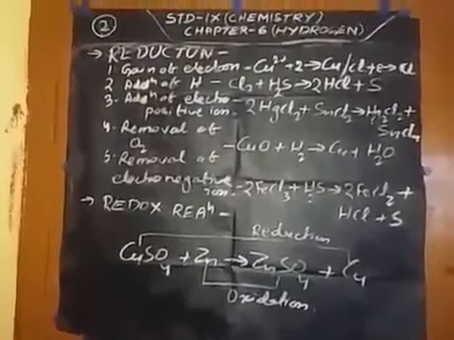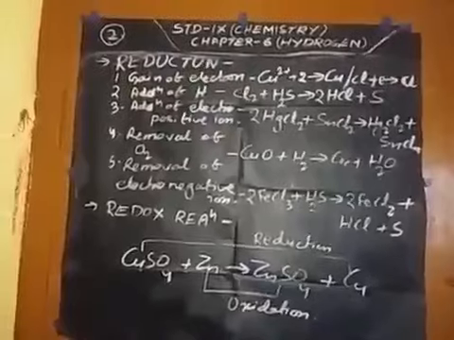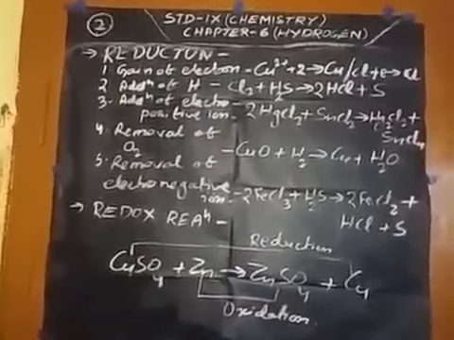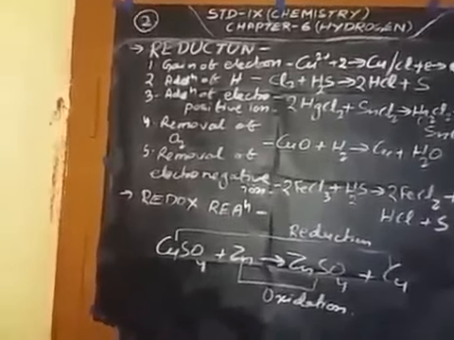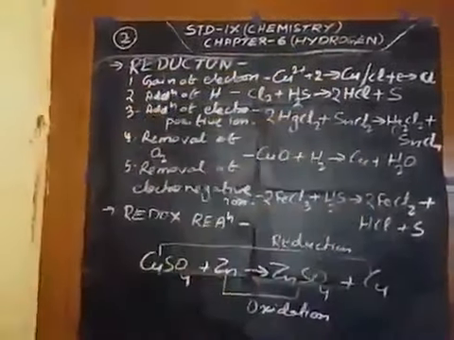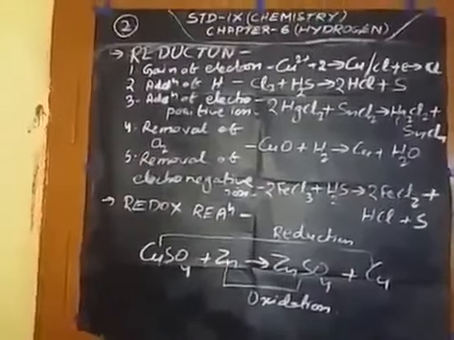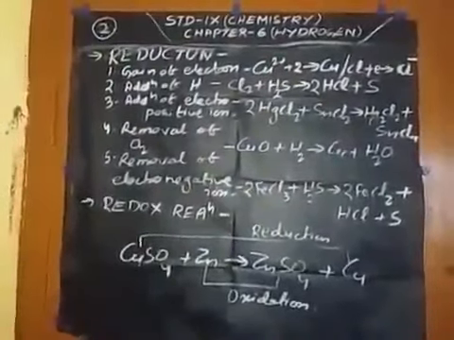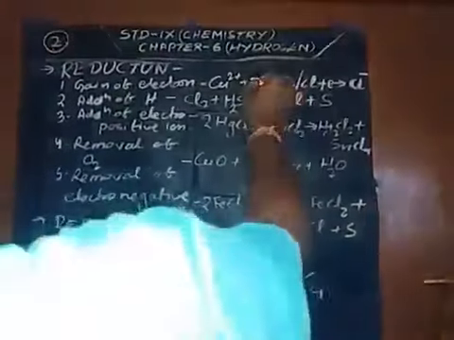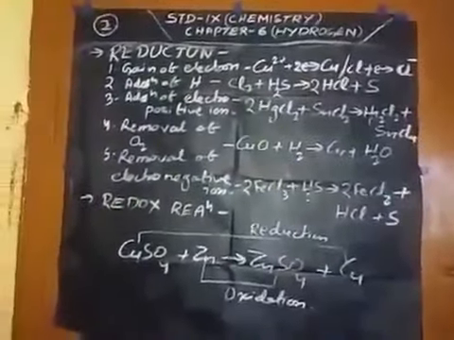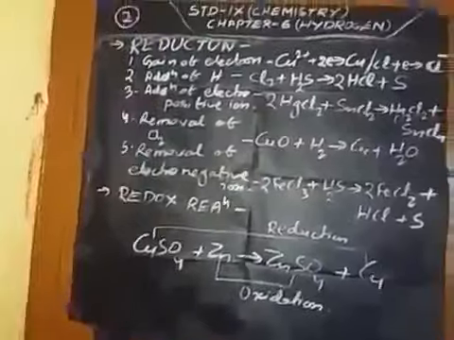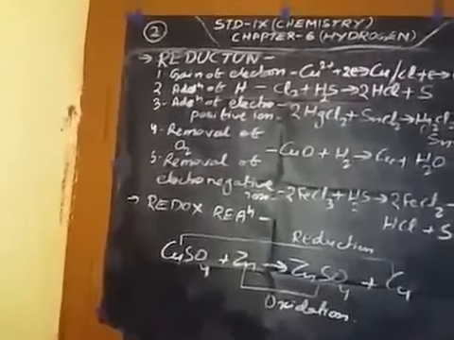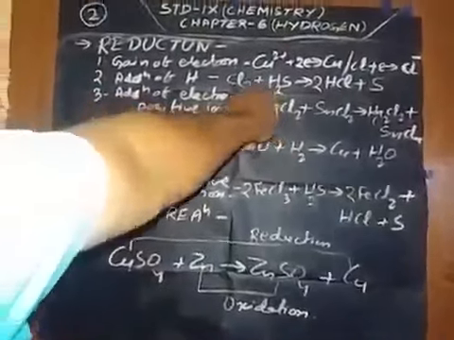Then reduction reaction, just opposite of oxidation reaction. In a reduction reaction, there is gain of electron or electrons by a cation or by a non-metal. If non-metal chlorine is added with electron, it forms chloride ion; then copper ion added with 2 electrons forms copper. Then addition of hydrogen. When chlorine is added with the hydrogen sulfide, it forms hydrogen chloride and sulfur. Here hydrogen is added with the chlorine.